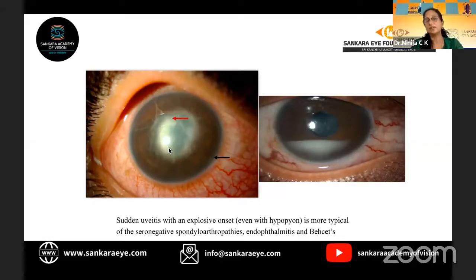The important thing when you have a fibrinous reaction is to always differentiate masquerade syndrome, where you have a white hypopyon. So you need to differentiate a suppurative hypopyon from a fibrinous uveitis. The masquerade has to be ruled out when you have a hypopyon and an infective etiology.